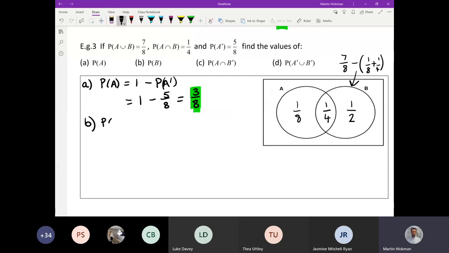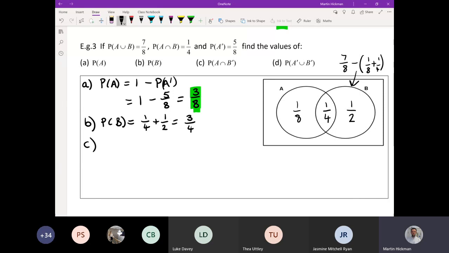So for the probability of B, I just add up everything that's in the circle of B. Everything that's inside circle B has to add up to the probability of B. So I add the quarter and the half together, and I get 3/4.